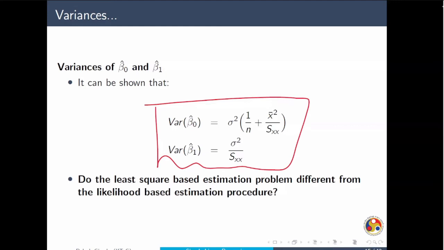So this is the estimate. Someone asked whether beta naught hat and beta 1 hat have a distribution. Yes, they have a distribution, an expected value, and a variance. Is the least square based estimation different from the likelihood based estimation procedure? The answer is no, they are exactly the same, but I will not go into the mathematics required to establish that. You can always check a specific book for how they come from the normal distribution explanation.